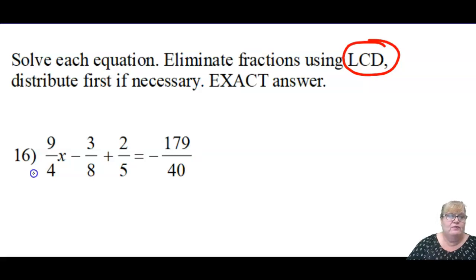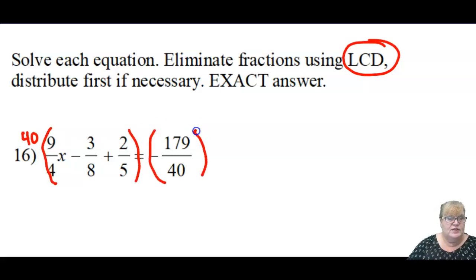All right. 4, 8, 5, and 40. If I look at the biggest divisor here, 40 is divisible by all of these. So therefore 40 is the least common denominator. So I'm going to multiply everything by 40. I'm going to be a good little math teacher and write it on both sides. Sometimes I forget and I just imply that it goes all the way across.